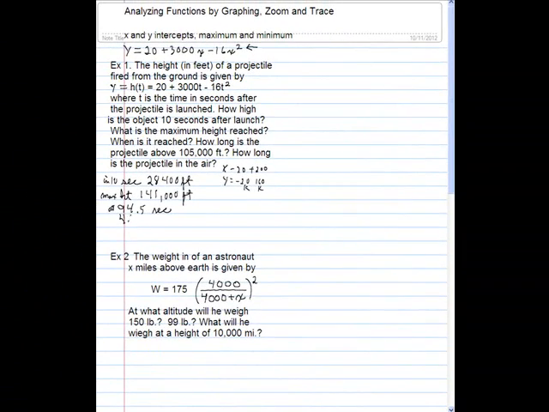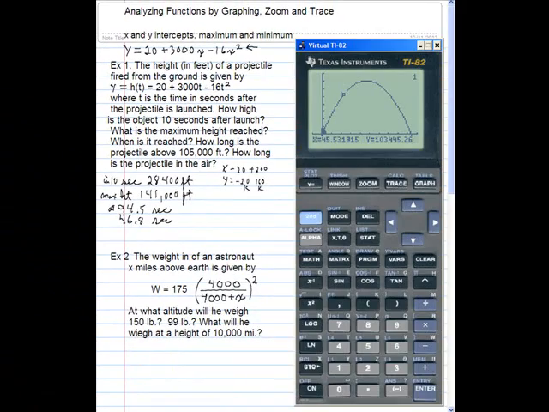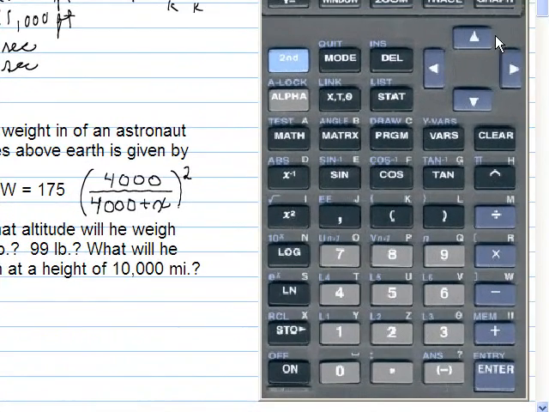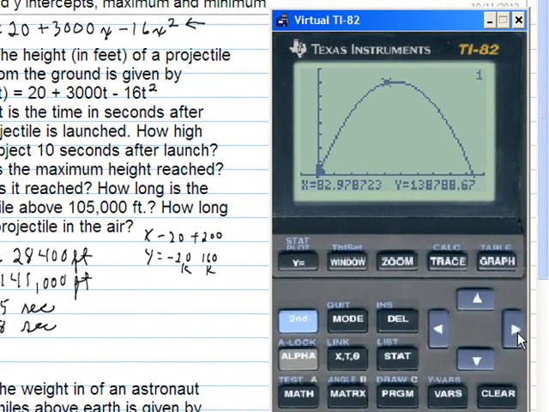Now, to really do it, you need to zoom in box to see if that's actually 46.8 seconds. And you might want to try that on your own calculator. Let's go see the other time when we were below 105. We just keep tracing over there.